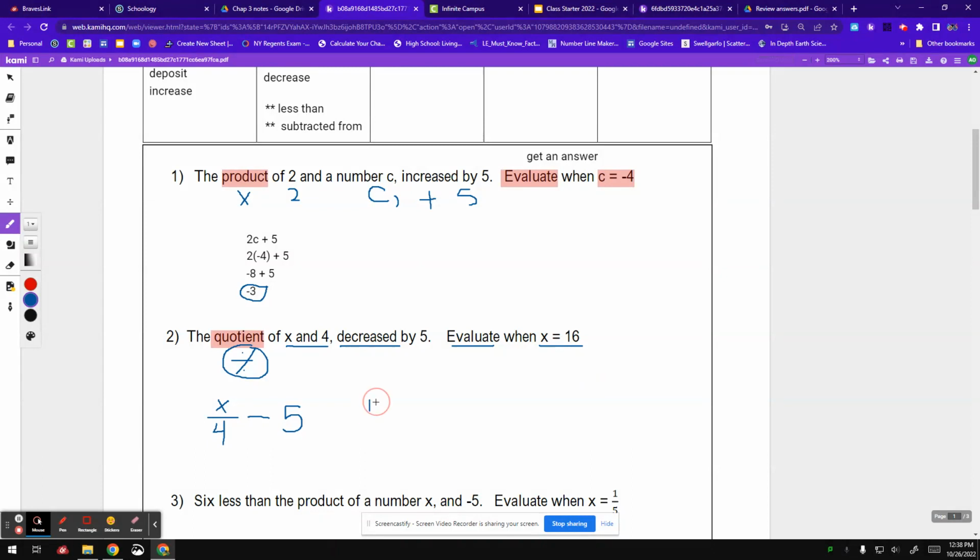So we're going to have 16 divided by 4 minus 5. What's 16 divided by 4? 4. What's 4 minus 5? -1.